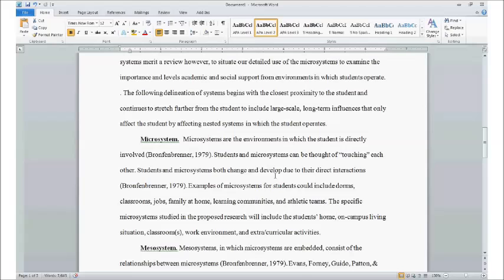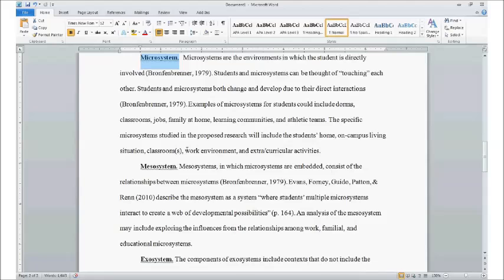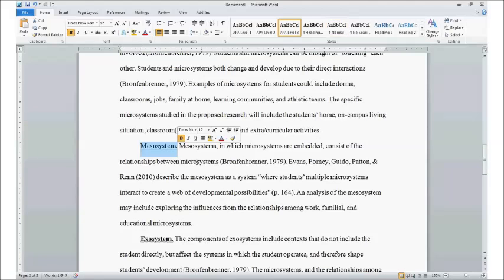And you can see in this one page I've used a level 3 heading for microsystems, and I go on to describe what microsystems are. And I've used a level 3 heading for mesosystem. I go on to describe the mesosystem, and the same for the exosystem, and even more systems as we go further down the report. So I know that's quick, but that should help you set up your writing.